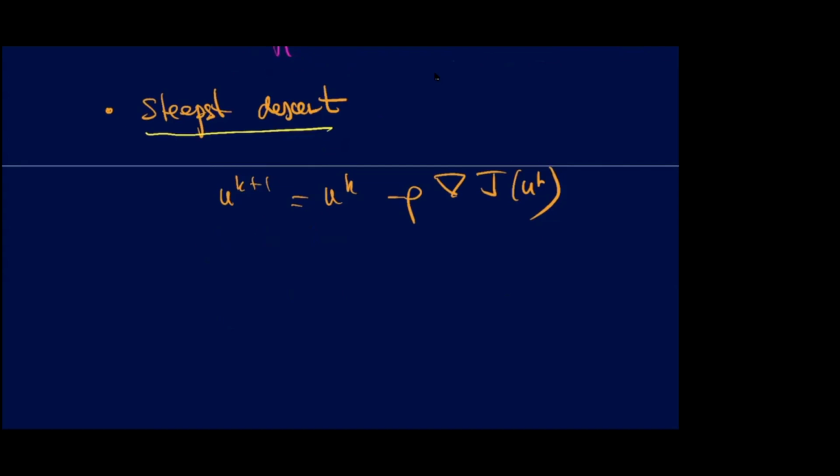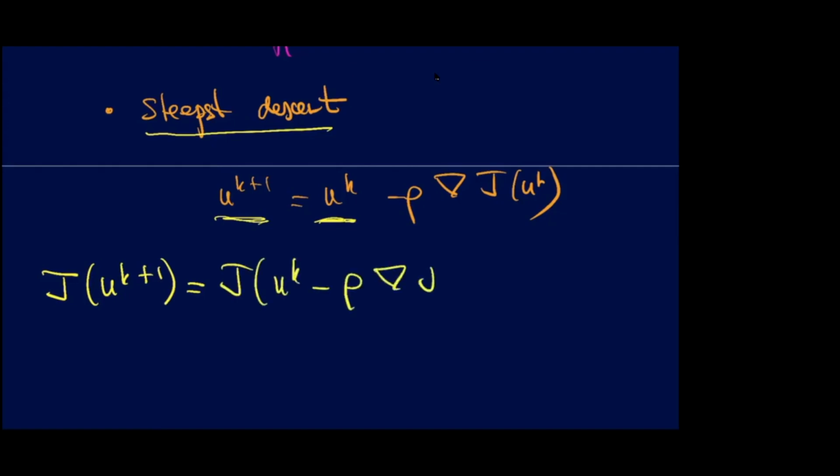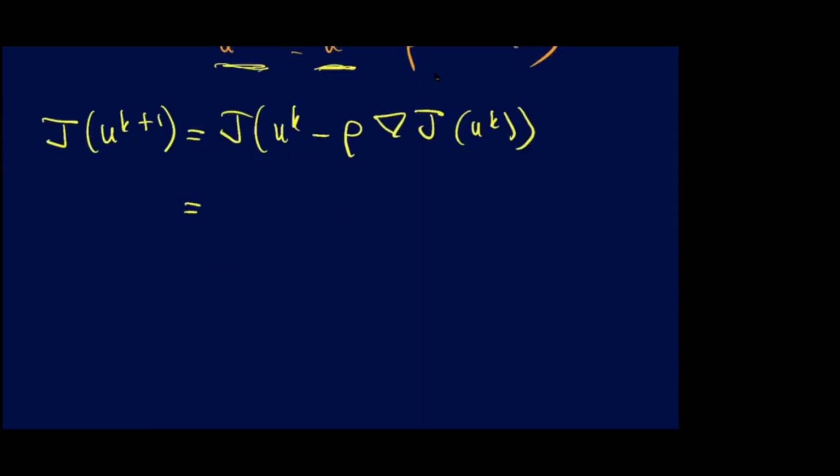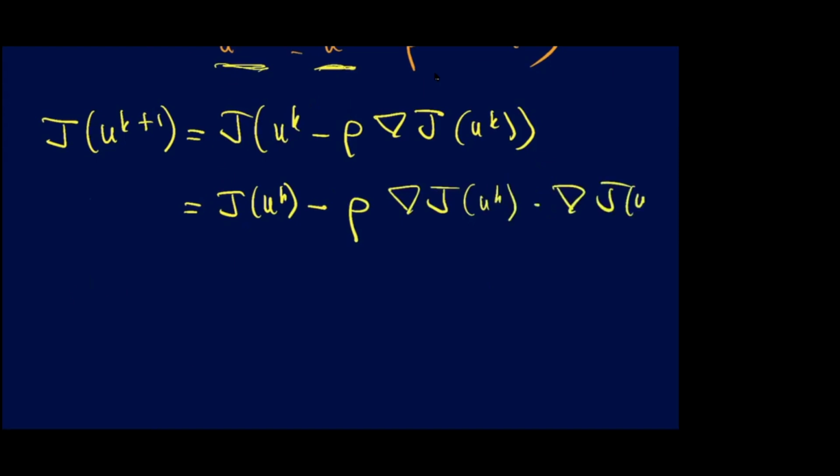What am I doing with the functional J when I am iterating from UK into UK plus 1? If I apply Taylor expansion and see how the value of J evolves from UK into UK plus 1, then, because UK plus 1 is given by UK minus rho gradient JK of U, I have J of UK, and then minus the variation, multiplied by the gradient of J of UK, right?